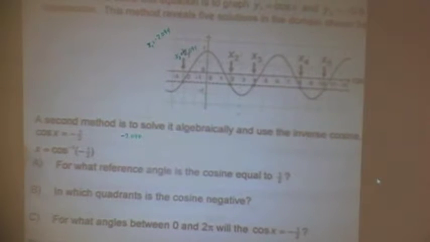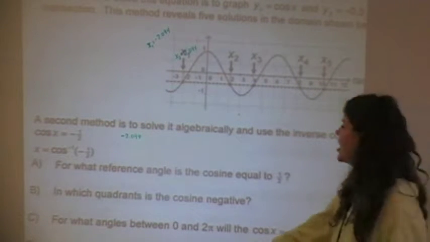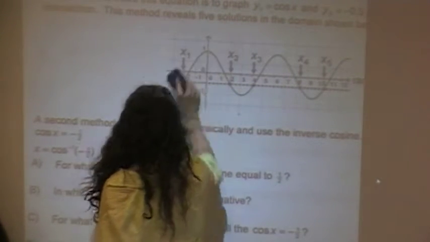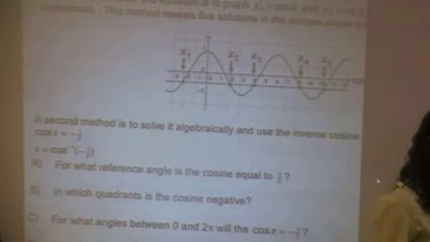Okay, so we have now found x1, 2, 3, 4, and 5. So we just solved that equation. That's just exactly how you solved last night, right? Everybody's okay? So now, it says underneath that, a second method is to solve it algebraically and use inverse cosine.